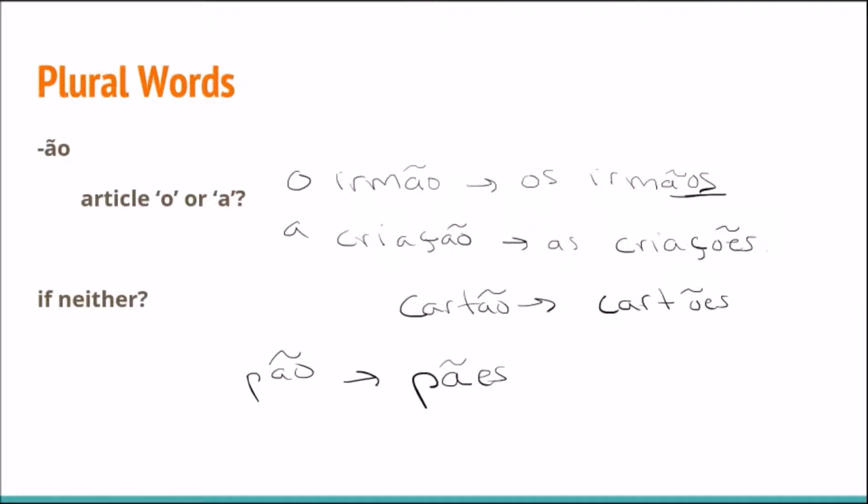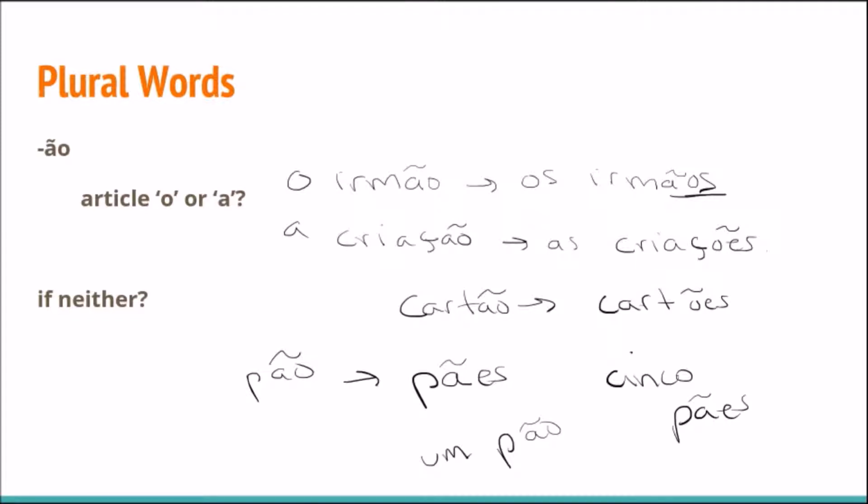When you go to the store, they typically have it fresh, and you'll ask for it. If you want five of them, you'd say cinco pães, five breads. If you just want one, you'd say pão. But really, you'd always want more than one. Cinco pães.